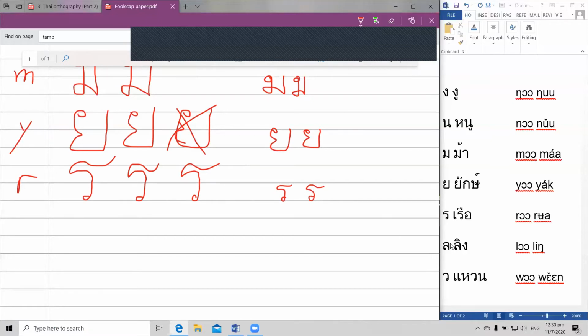If you write it small, it looks like this. All right, Ro Rua. Next, we have Lo Ling, the L sound, right? So start from the circle.